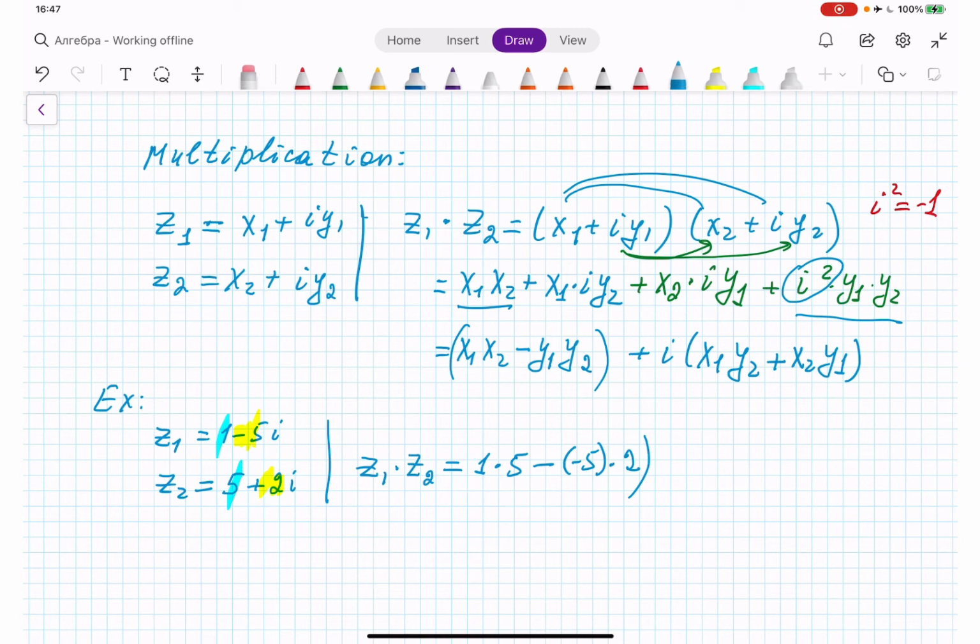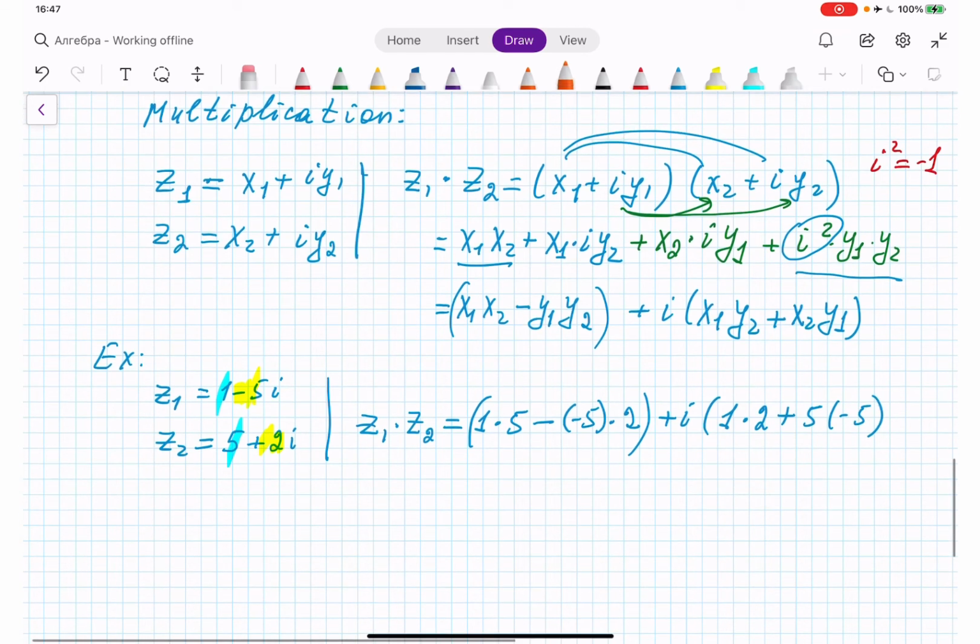Okay, next, plus i times x1 y2. x1 is 1, y2 is 2, plus x2 is 5, and y1 is -5. I guess it would be a good idea, I just would write down here, x1 is equal to 1, x2 is equal to 5, y1 is equal to -5, and y2 is equal to +2. And that will clear any possible questions.